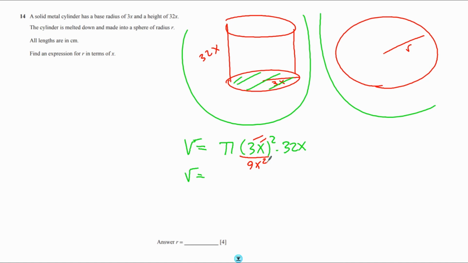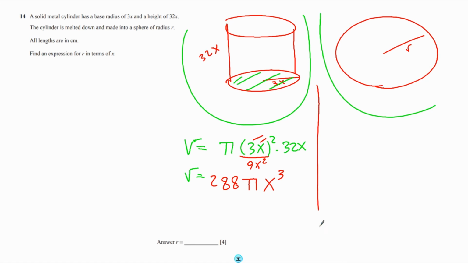Okay, so looking at here, 9 times 32 is 288, and we have the pi, so 288 pi, and we have x squared times x, which is x cubed. And there's no wonder that we have x cubed, because we are calculating volume, and x is a length, and the volume is in centimeters cubed, so it has to have x cubed in it to make that centimeter cubed happen.